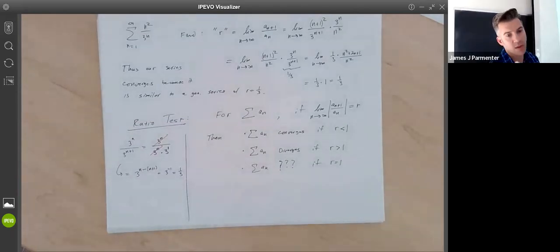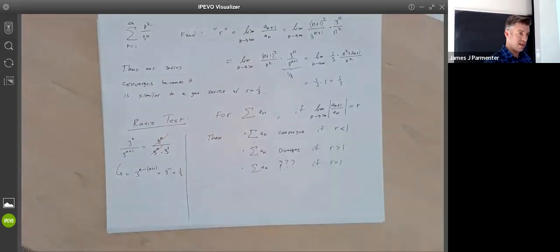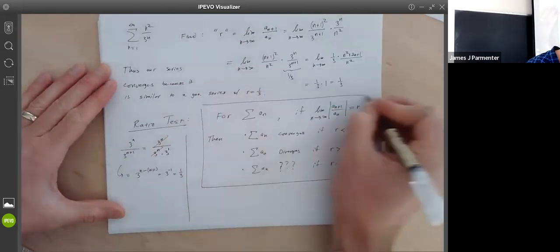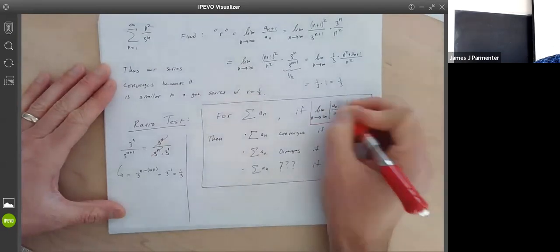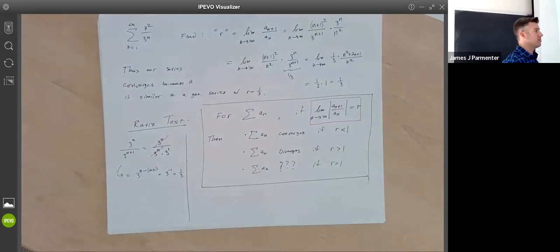To answer your question, we really do need to find the limit. The previous work we did was more just explanatory, but the actual ratio test here says we actually have to find this limit. If that limit is less than 1, convergence. Greater than 1, divergence. Equal to 1, do something else.